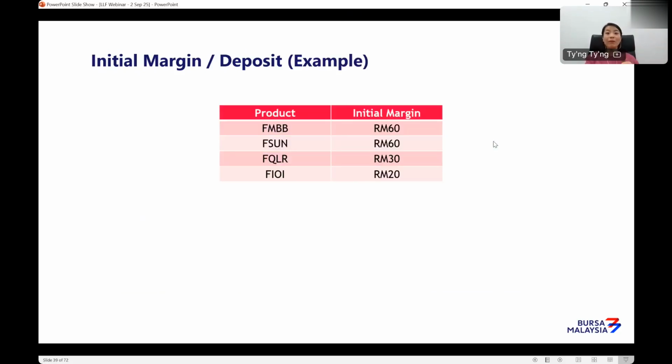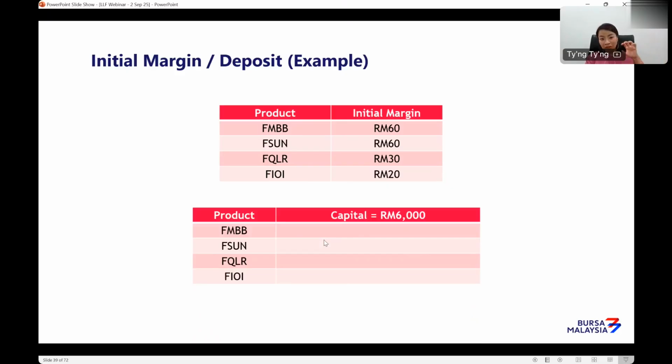I give you some example. Let's say this is all the initial margin for respective single stock futures, like for your Maybank, your Sunway, your QL, your IOI. Let's say I deposited 6,000 in my trading account. If I'm going to buy only Maybank single stock futures, which is the Maybank futures itself, can you please let me know how many contracts can I buy with 6,000?